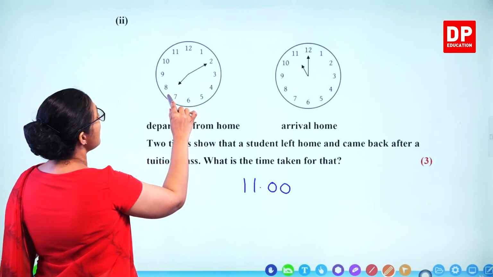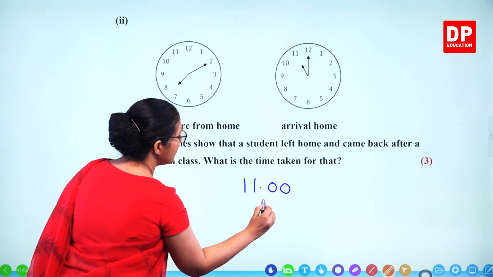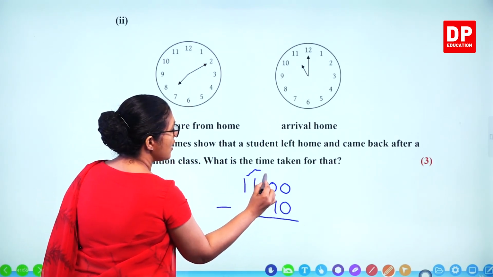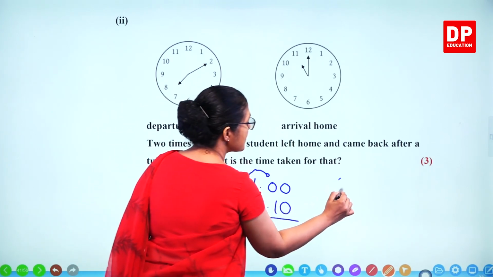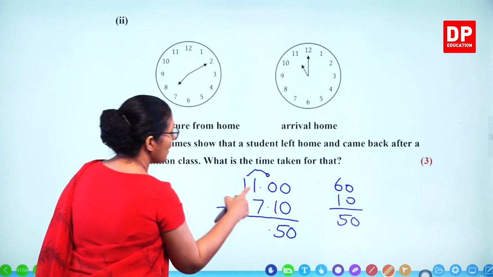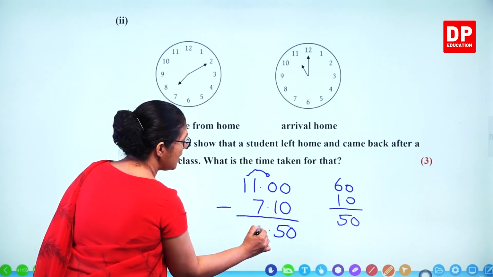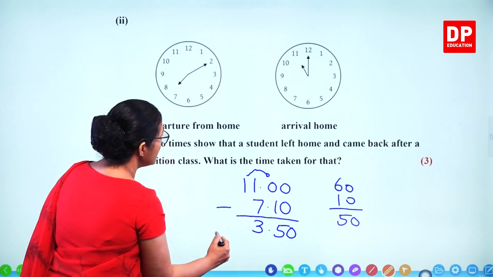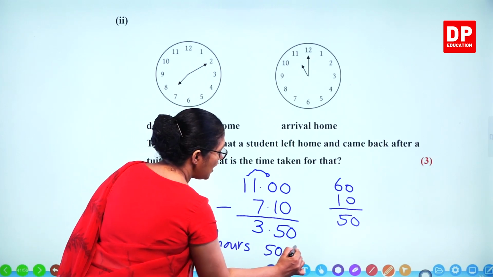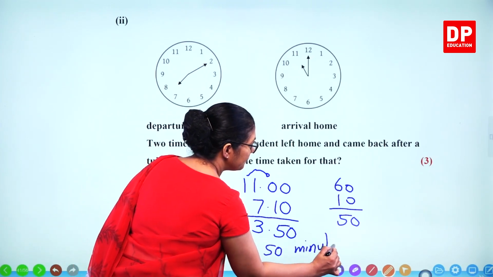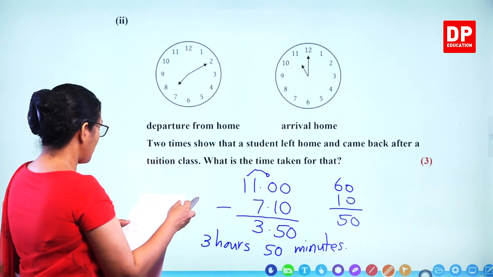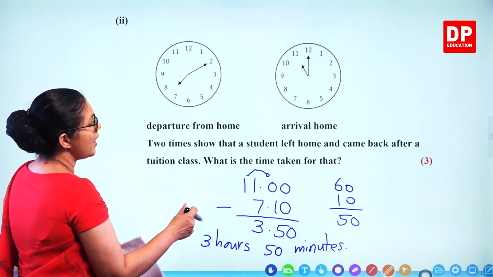So that's 7:10. Subtract these two. You can't subtract, so you have to take 1 hour, means 60. 60 minus 10, that's 50 minutes. This becomes 10. 10 minus 7, 3. So 3 hours and 50 minutes. So you get 3 marks.